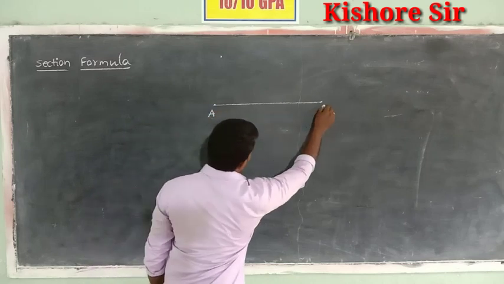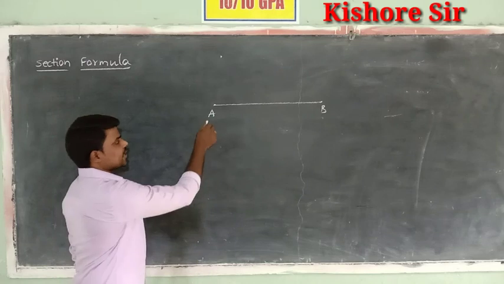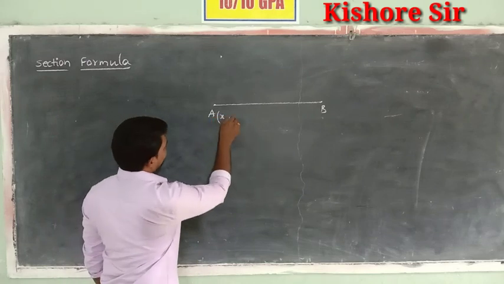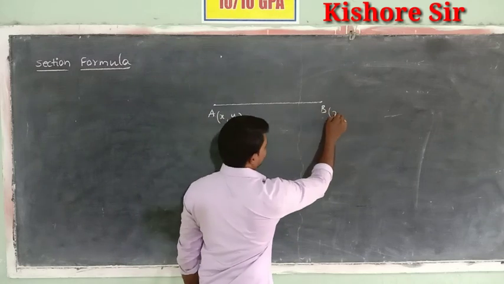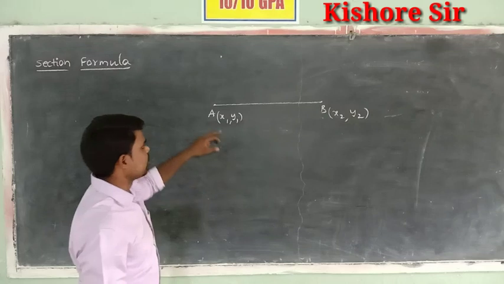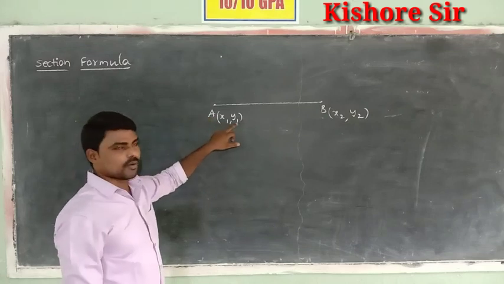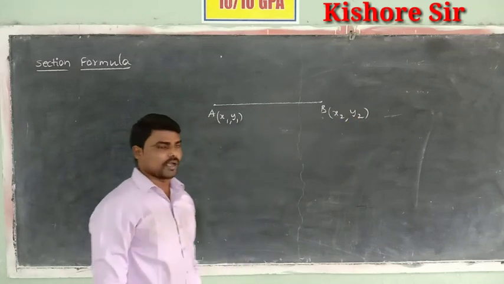AB is a line segment. The coordinates of A are x1, y1, and the coordinates of B are x2, y2.